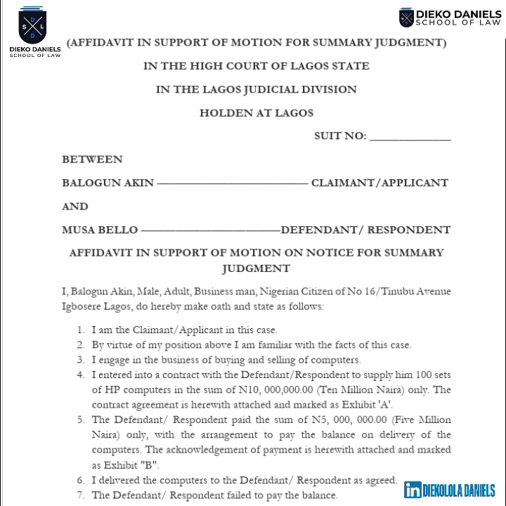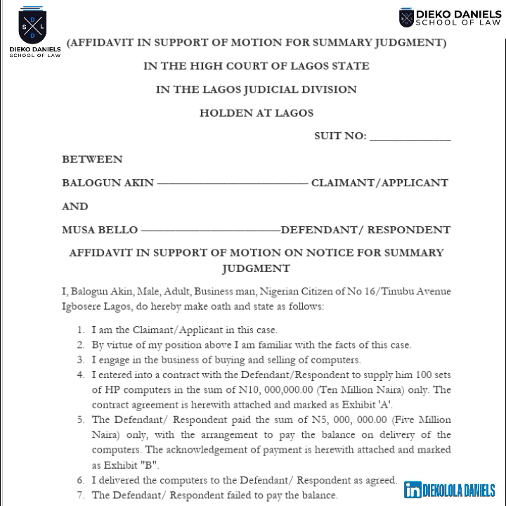Number one, you must tell us who you are. I am the claimant in this case. Number two, this has to be the next paragraph to follow. By virtue of my position above, I am familiar with the fact of this case. It is important that you must state it in the affidavit. You can also state, number one, I am the claimant in this case, and by virtue of this fact, I am conversant with the fact of the case.